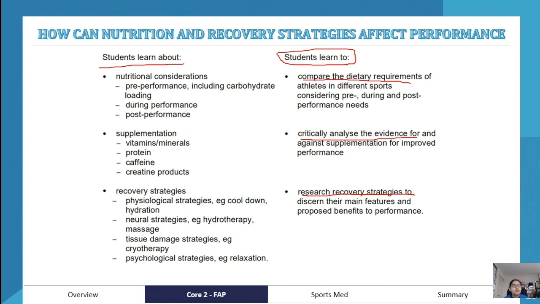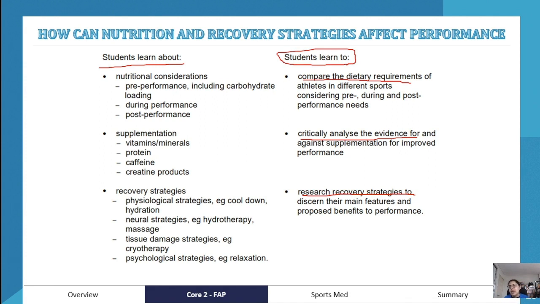That's one of the big things with PDHP: remember the syllabus really well. You need to know the syllabus. For example, if a question came about how an athlete's recovery strategies affect their performance, you should know in your head what comes under recovery strategies. You should be able to talk about physiological strategies, neural strategies, tissue damage strategies, and psychological strategies. That is why really understanding and remembering the PD syllabus is super important.